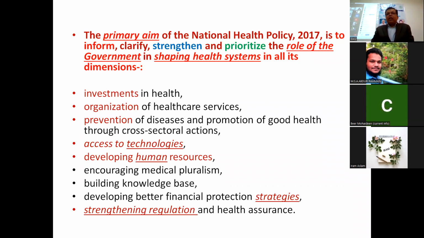The primary aim of the National Health Policy 2017 is to inform, clarify, strengthen, and prioritize the role of the government in shaping health system in all its dimensions. It says categorically that the priority of the government is changing, and now the government needs to clarify what are the priorities at the national level and how can we address those things. So it talks about 8-9 important points. What are those 8-9 important points?